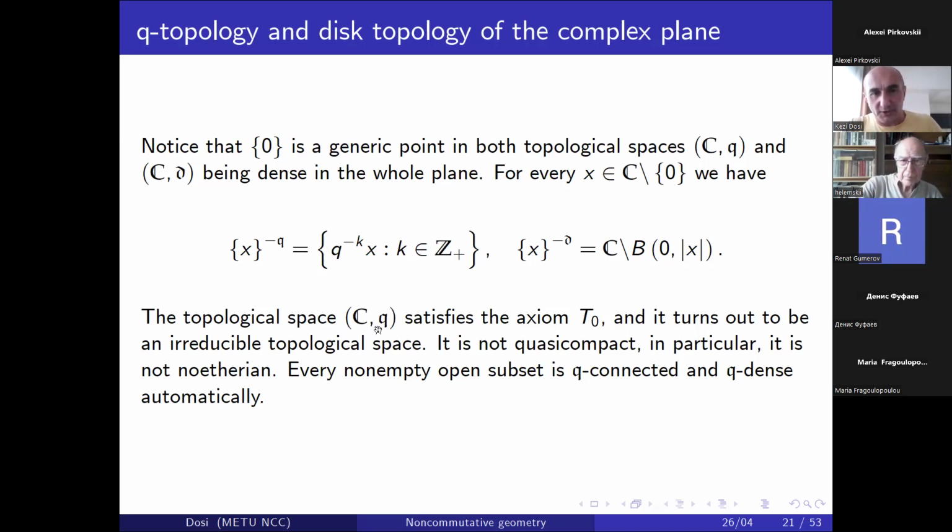Okay, so the q-topology is a bit good. It satisfies the axiom T0. As you know, for any two points, there is a neighborhood of one of them which doesn't contain the other one. That's T0. It's an irreducible topological space, because any two nonempty open sets have a nonempty intersection. It's not quasi-compact, and it's not Noetherian. And every nonempty open subset is q-connected and q-dense automatically. This is a really weak topology.